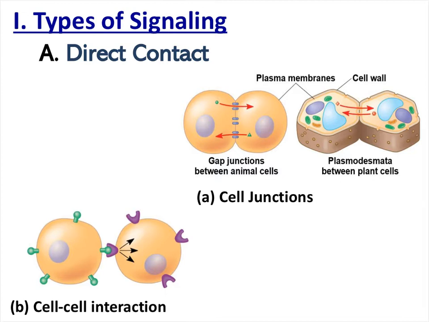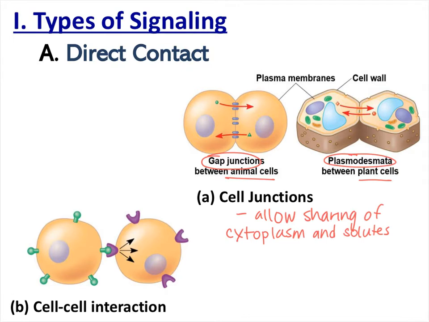So on this slide, there's a couple of examples for direct contact. So on the right, we have cells that are actually connected together via cell junctions. And even though each of the cells that are connected together are surrounded by either a membrane or a membrane plus a cell wall, the two cells can still communicate with each other because they have specialized cell junctions that allow that. Specifically, those cell junctions are called gap junctions in animal cells and plasmodesmata in plant cells. And again, these are cell junctions that allow cytoplasm and solutes between cells.